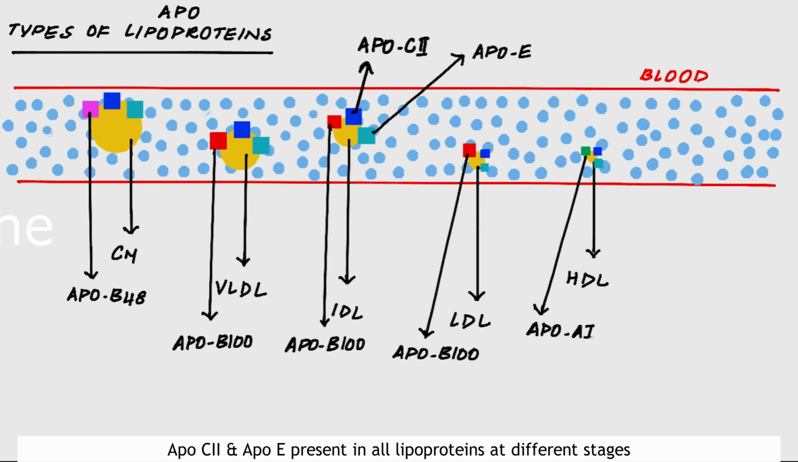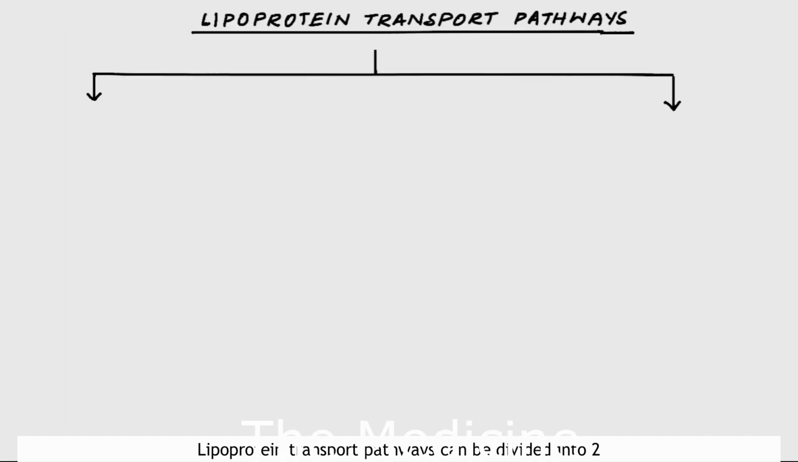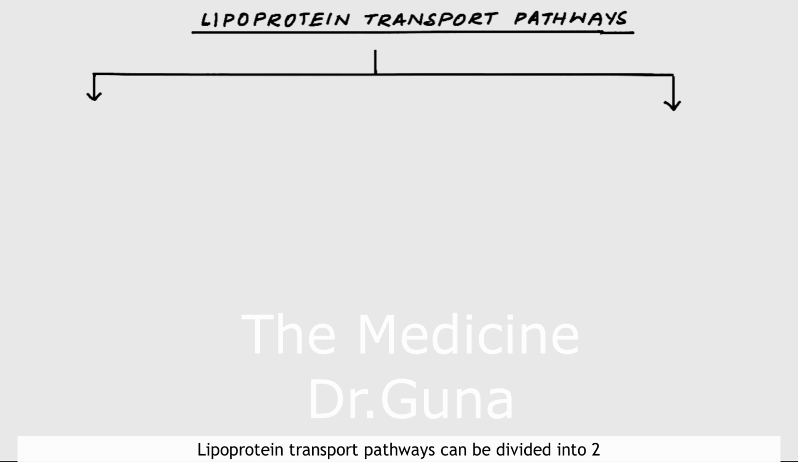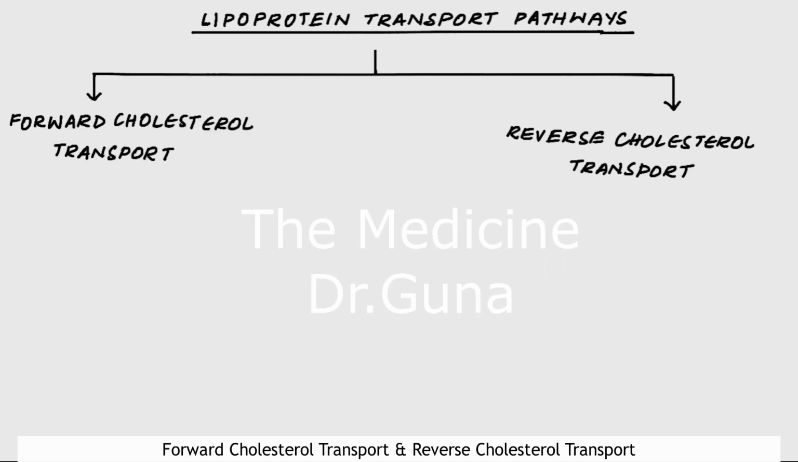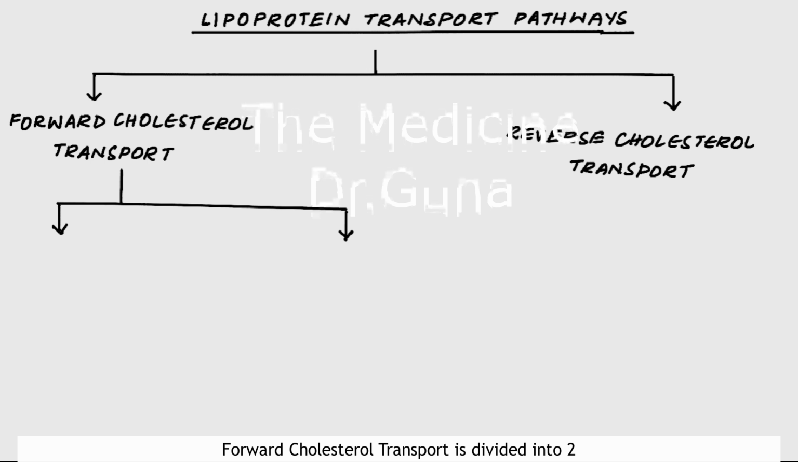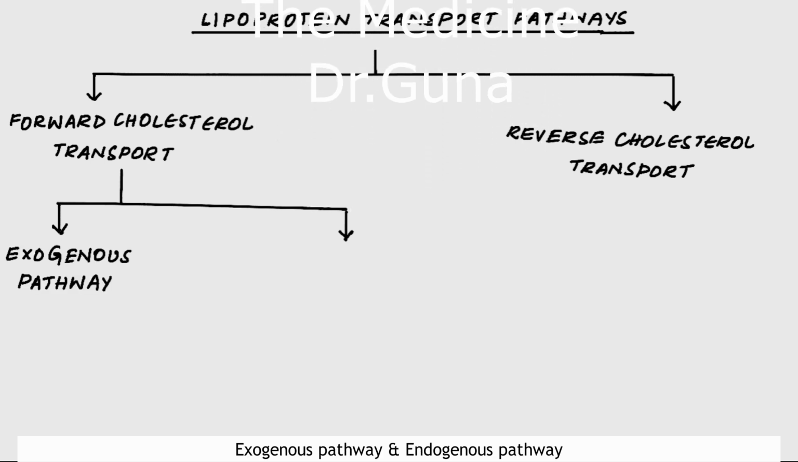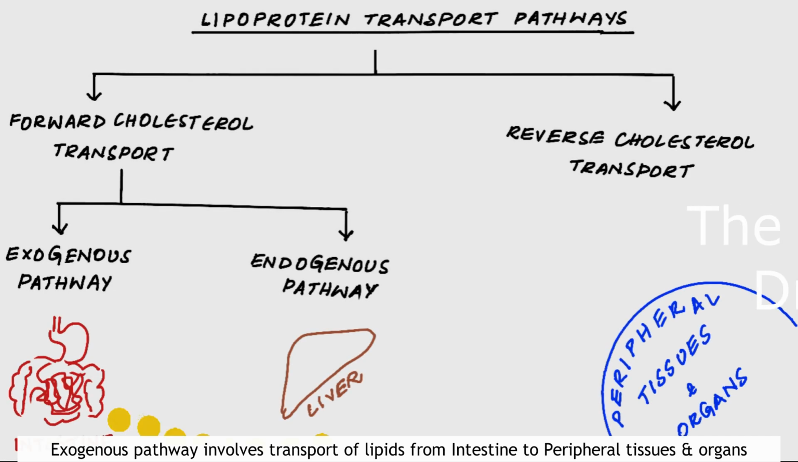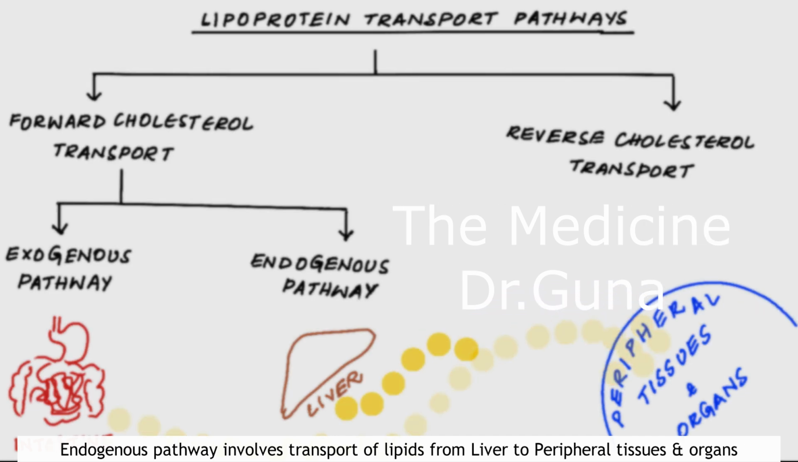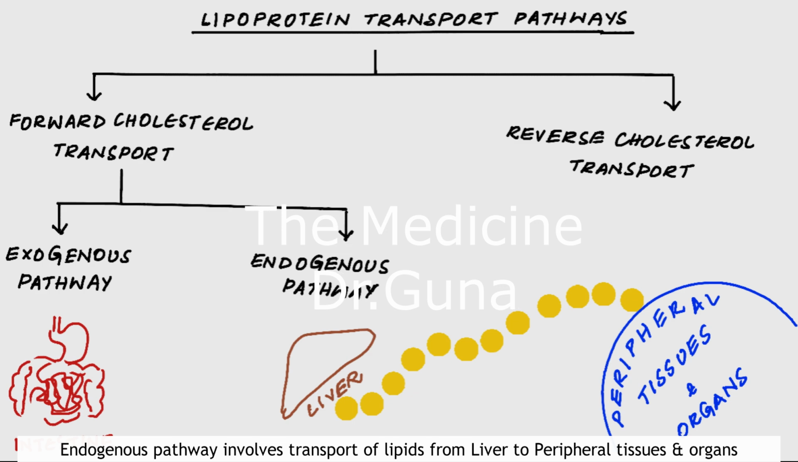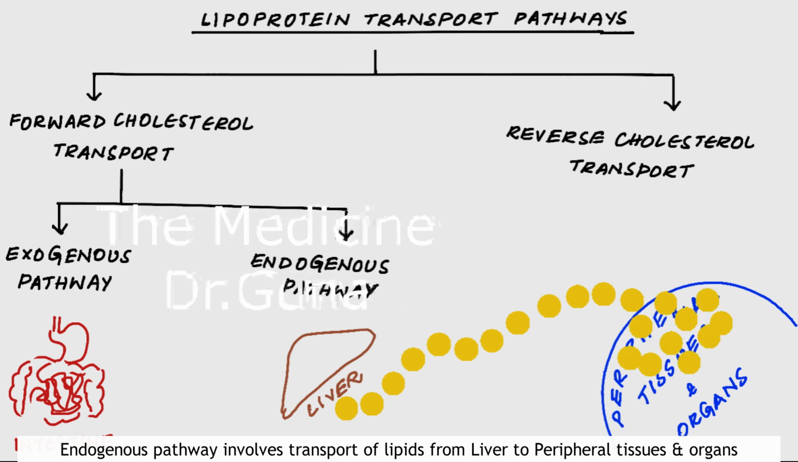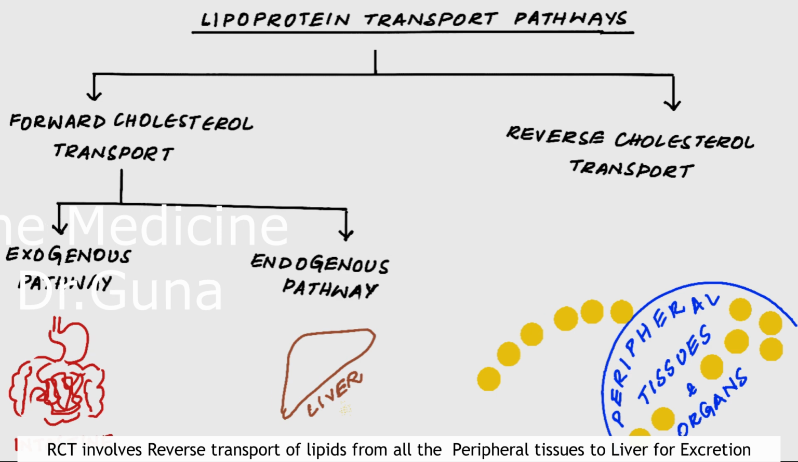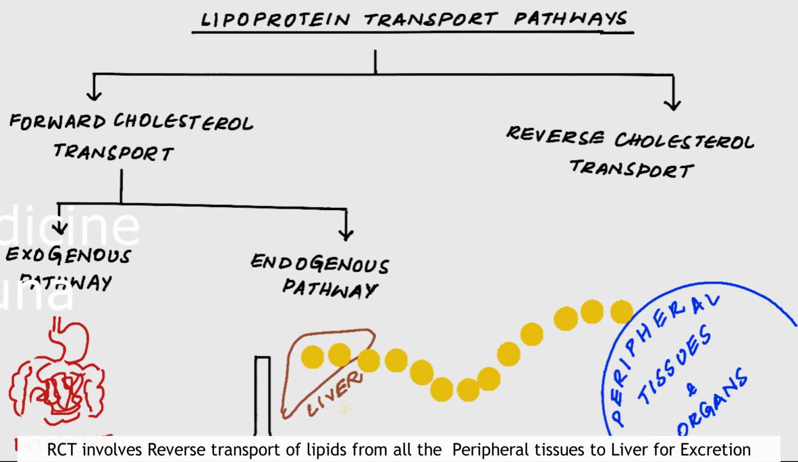lipoproteins at different stages. The lipoprotein transport pathways can be divided into two: forward cholesterol transport and reverse cholesterol transport. Forward cholesterol transport is divided into two: exogenous pathway and endogenous pathway. Exogenous pathway involves transport of lipids from intestine to peripheral tissues and organs, while the endogenous pathway involves transport of lipids from liver to peripheral tissues and organs. The reverse cholesterol transport involves reverse transport of lipids from all peripheral tissues to liver for excretion.